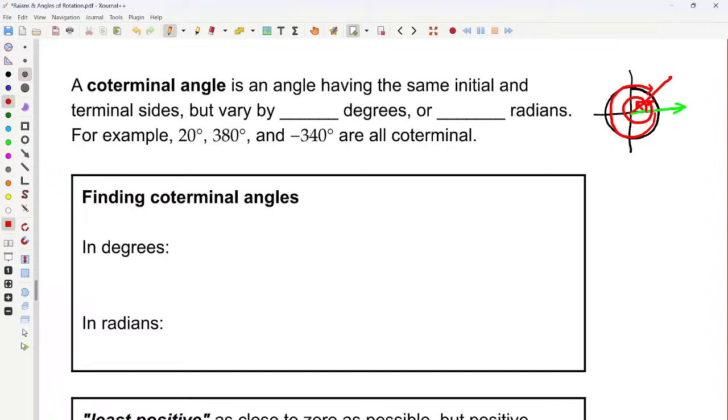So I just used 30, 390, and negative 330. Here's another example, 320, 360, and negative 340. How can we build coterminal angles? You simply add how many degrees? Or subtract. So you add or subtract multiples of 360. Makes sense to me, right?